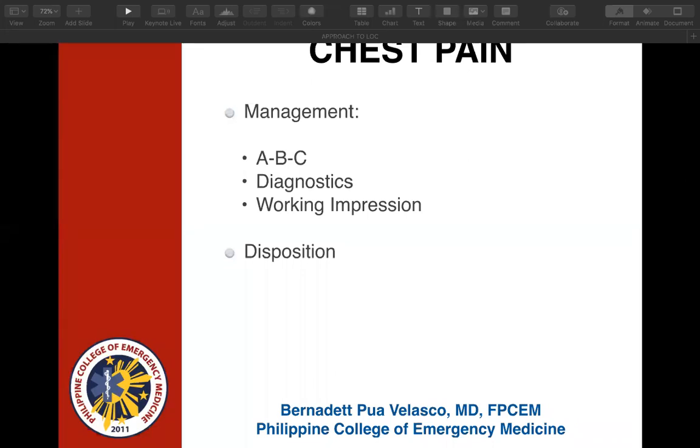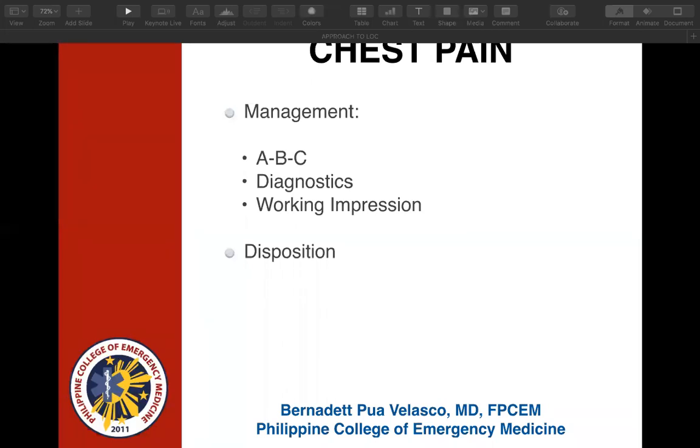Okay. For my last slide, how do you manage a patient with chest pain? Again, we assess first your ABC, your airway, breathing and circulation, and manage that first before proceeding with any other diagnostics. So again, in chest pain, you need a 12-lead ECG to rule in or out if it's cardiac in origin or not. And then you manage the patient according to your working impression, basically based on your history and your physical examination. And depending on your working impression or the final diagnosis of the patient will be your disposition.